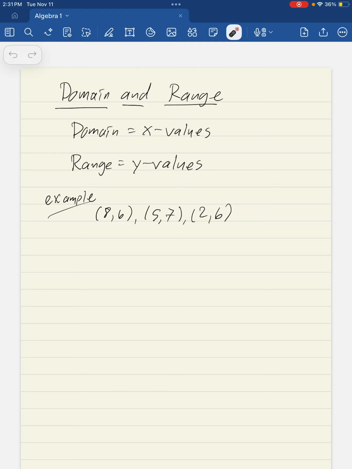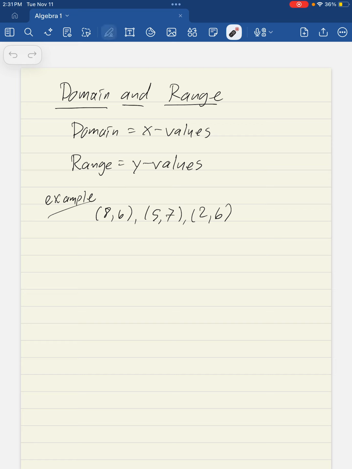Hello and welcome back. Today we're talking about domain and range. With domain, the definition we've got to remember is domain is your x values, while range are your y values. Again, range, y, somehow you've got to remember that those guys are connected.